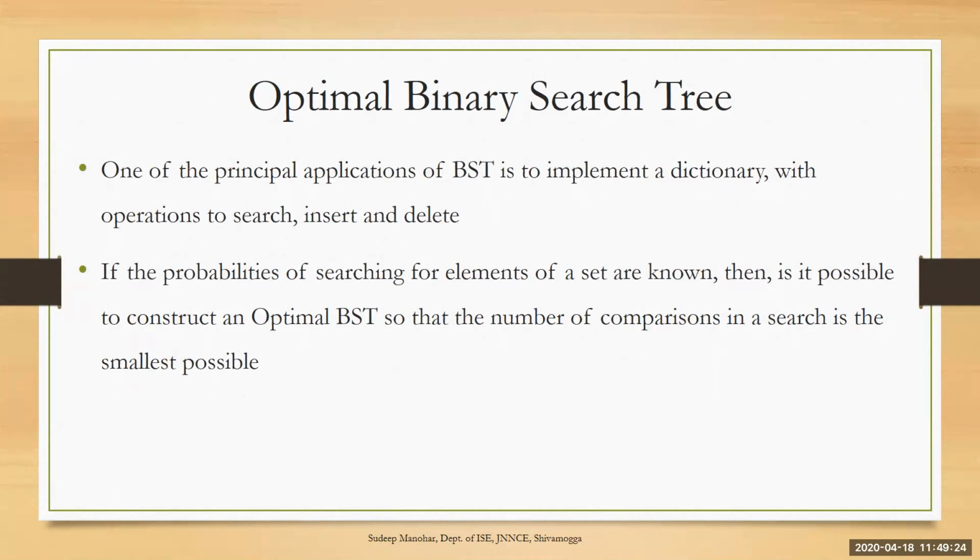If you look at this statement, if the probabilities of searching for elements of a set are known, that means if you know the different probabilities of searching for each and every element, then it is possible to construct an optimal binary search tree. We can construct an optimal binary search tree so that the number of comparisons in a search is the smallest possible. That means the number of comparisons should be very less.